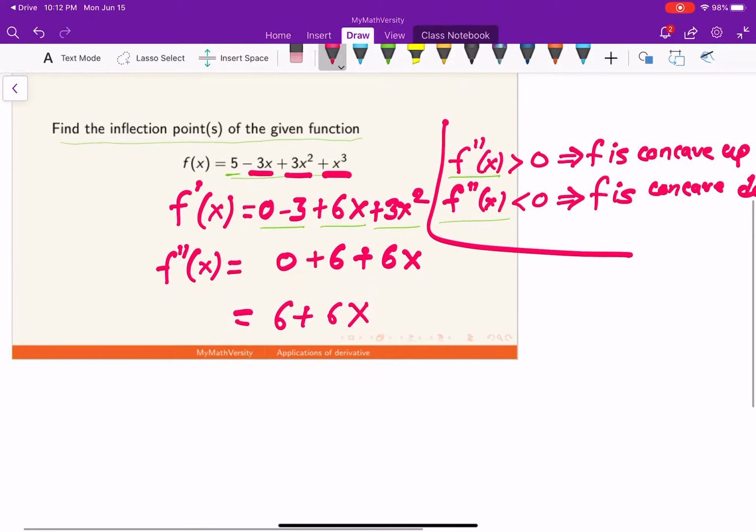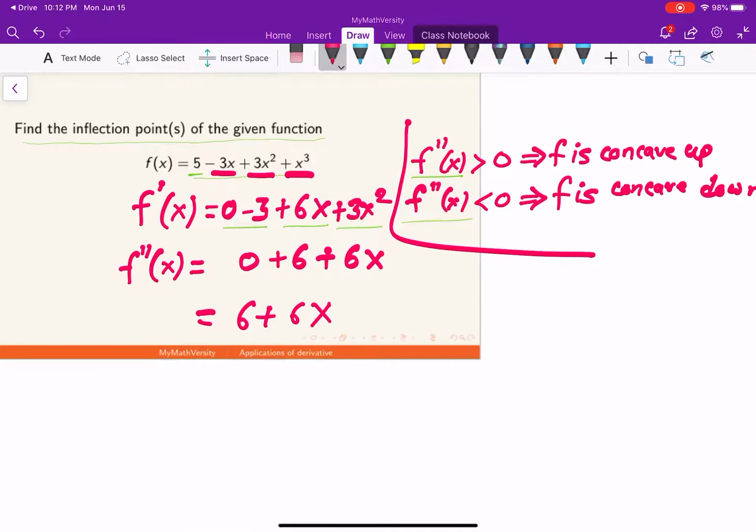If that is the case, now we need to see where this second derivative is positive and where it is negative. To do that, we're going to create the sign chart of f double prime. So let's create a real line here extended from negative infinity to positive infinity, okay?